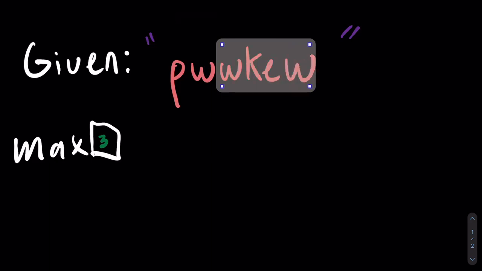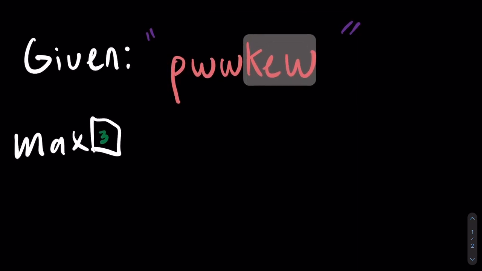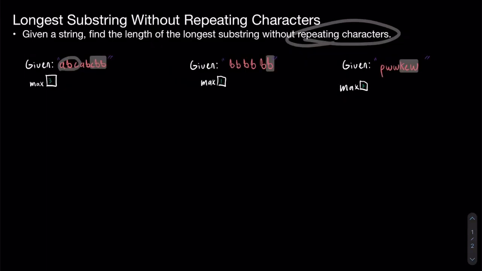Expand the window one to the right, and we get a substring of length 4, but not with all unique characters. So we're going to go ahead and shift it to the right one. And now we have a substring of length 3 with all unique characters, and so the max will remain 3. Alright, so now that we've taken a look at how to do it on a whiteboard, let's go ahead and transfer our results to code.